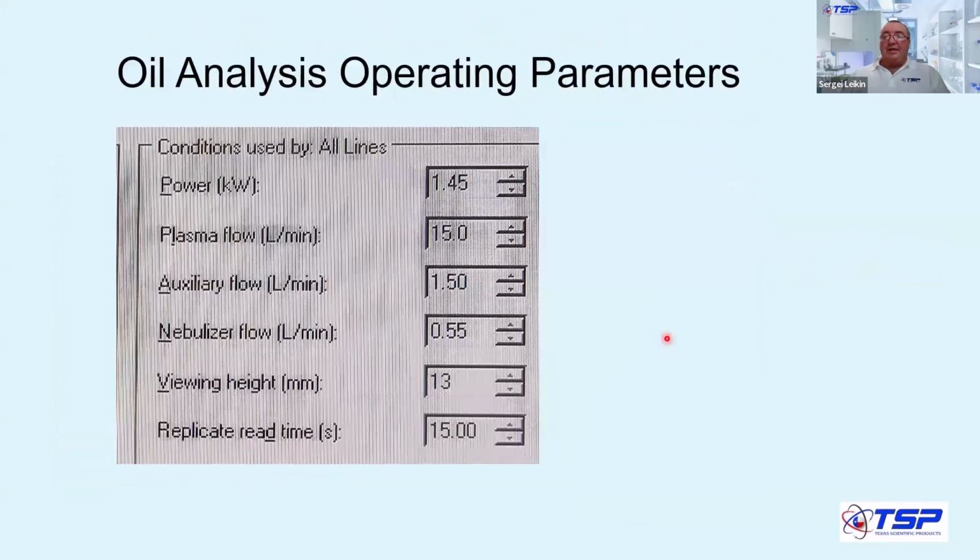So here is an example of the plasma parameters on one of the instruments. You definitely need higher power settings and a bit higher coolant flow as compared to aqueous. But the most important thing is to increase the auxiliary flow. Here it's 1.5 liters per minute, and the regular settings for aqueous would probably be 0.7 to 0.8. So the rule of thumb, the ballpark figure, if you're going from aqueous to organics, is to about double your auxiliary flow so that you can run smoothly.